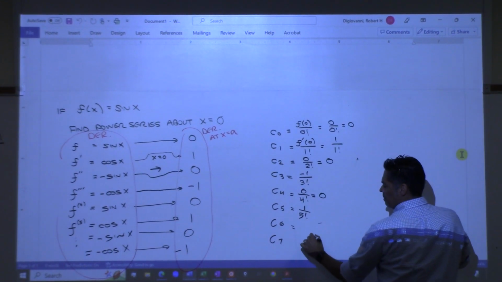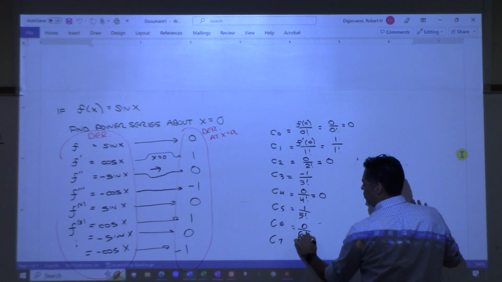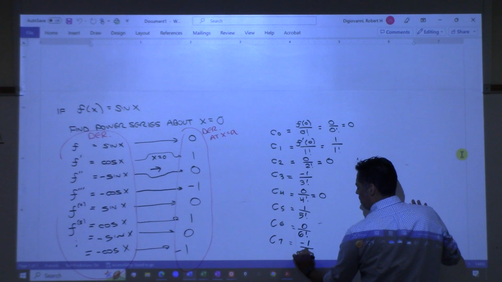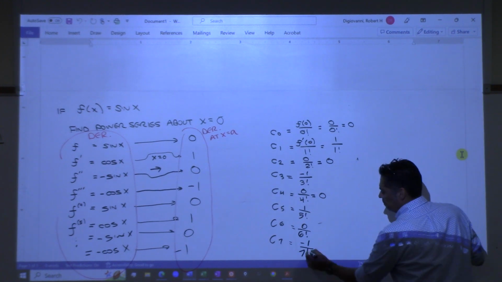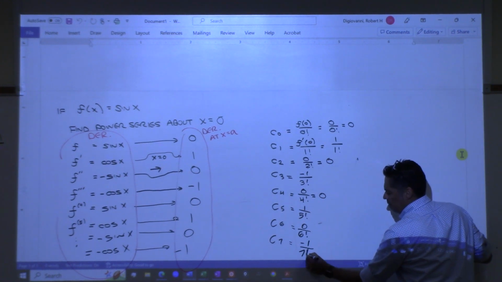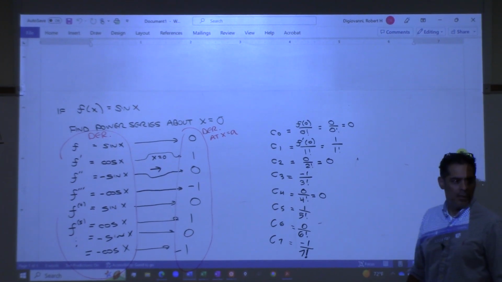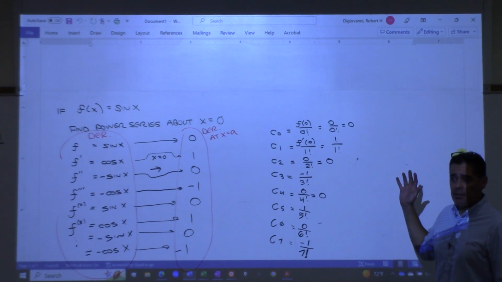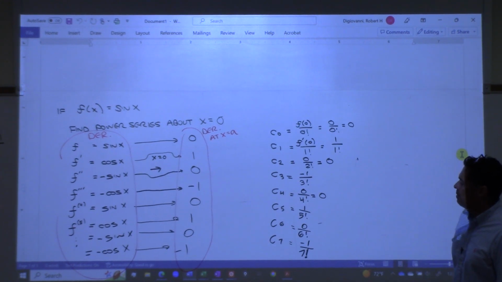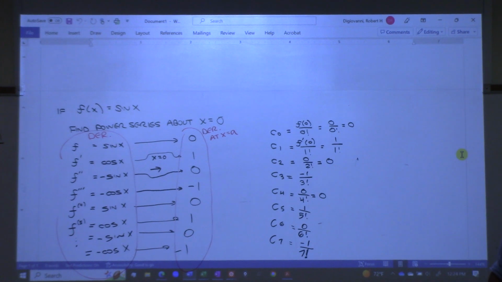Then 0 over 6 factorial. And the last one would be negative 1 over 7 factorial. I feel like I'm running out of time. So I have all the constants, right? Yes. Well, at least the first 8 of them.